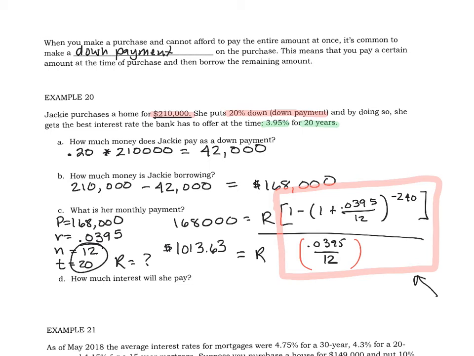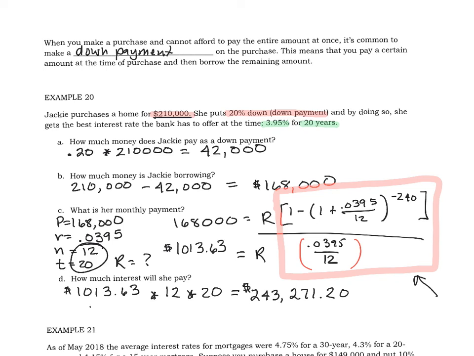How much interest will she pay? Well, remember she is paying $1,013.63. And when she's paying that every month, she's paying back how much she borrowed and interest. And she's doing that for 20 years. So when I multiply that together, I get $243,271.20. So that is principal and the interest that you have paid back every single month.